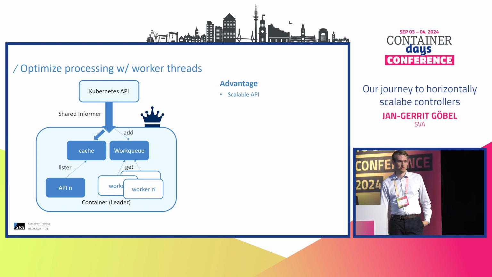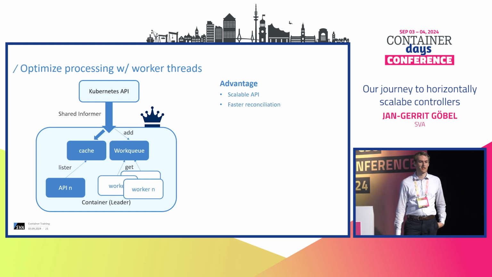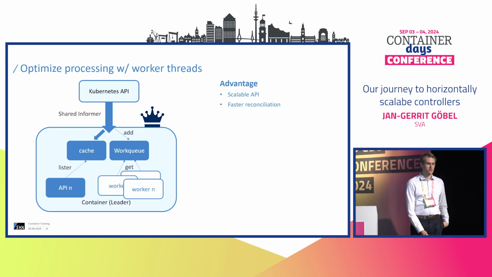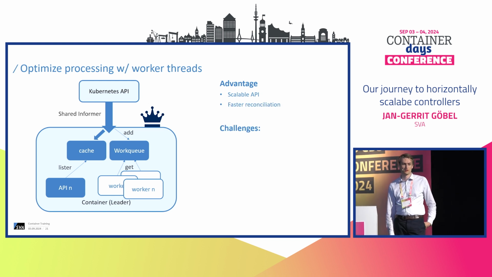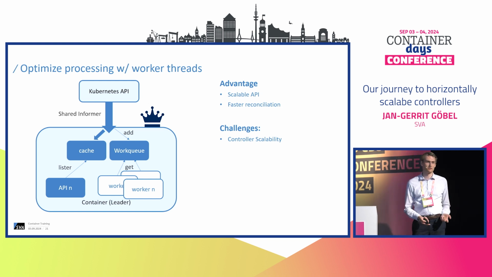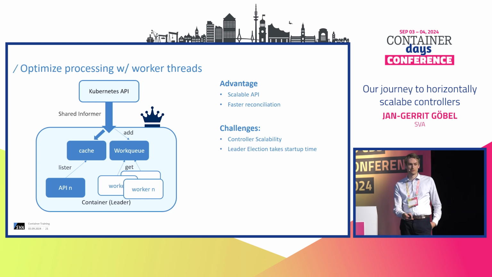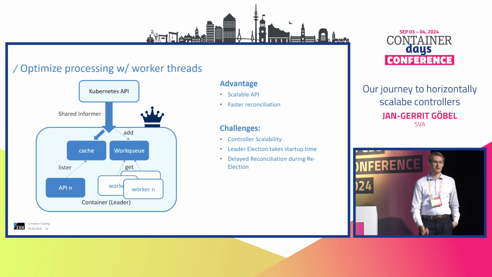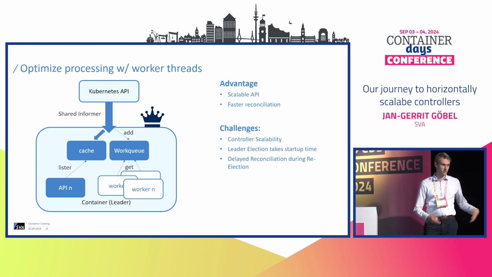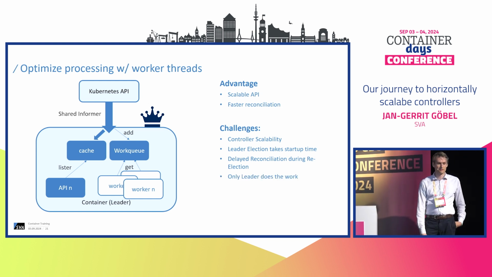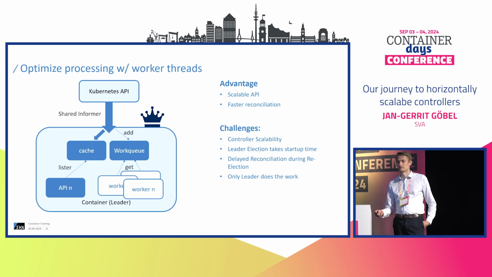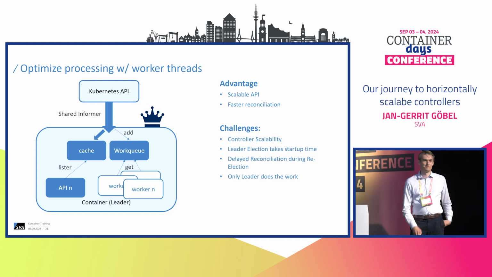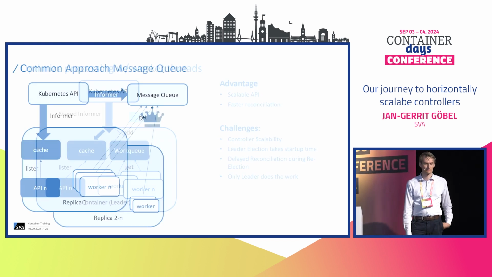That works. So the advantage is, of course, still the scalable API, and a faster reconciliation because of the multiple workers working. The challenge is still controller scalability. We can still not overcome the leader election issues. Leader election still takes startup time, so we still have the delayed reconciliation during re-election. And only the leader does the work again, so all of the others are basically sleeping and doing nothing.